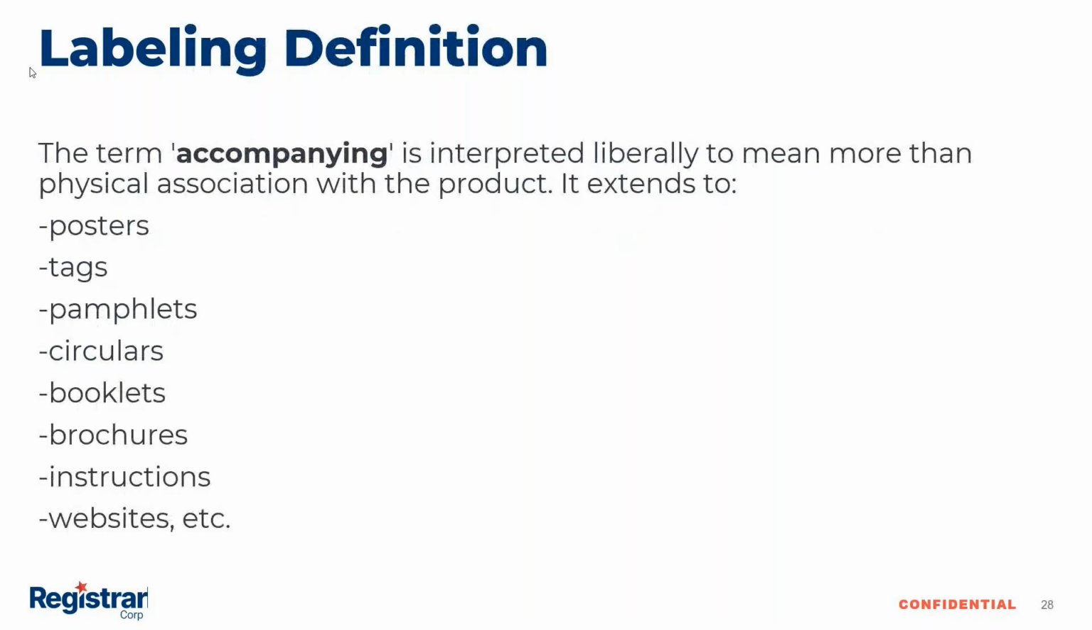Labeling. The term accompanying is interpreted liberally to mean more than physical association with the product. So, labeling is something that, for example, includes posters, tags, pamphlets, booklets, brochures, or instructions that are inserted into the packaging.